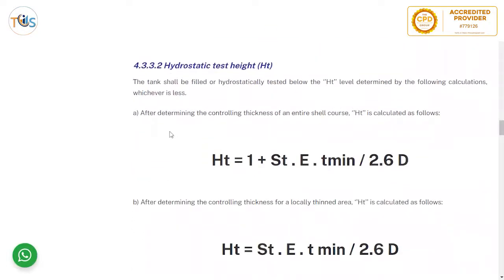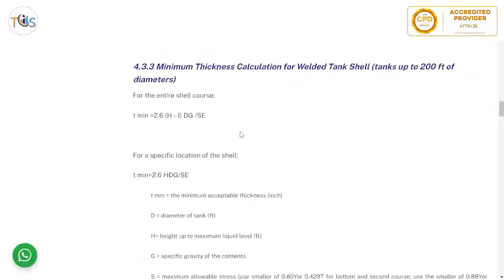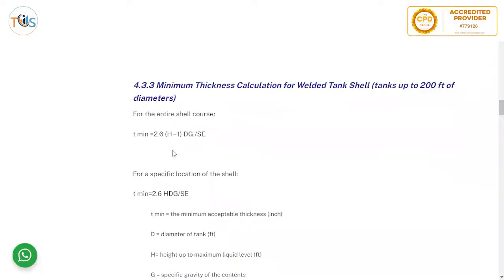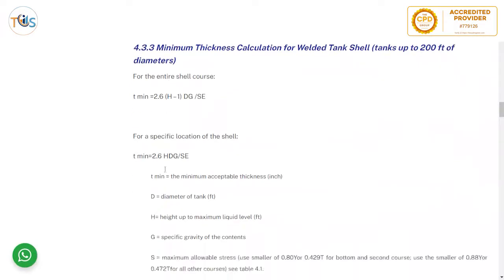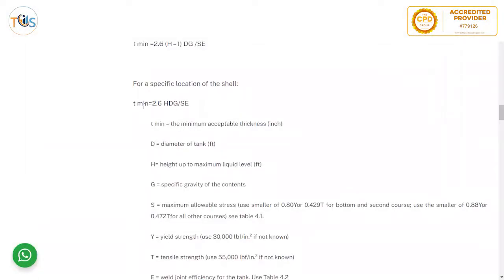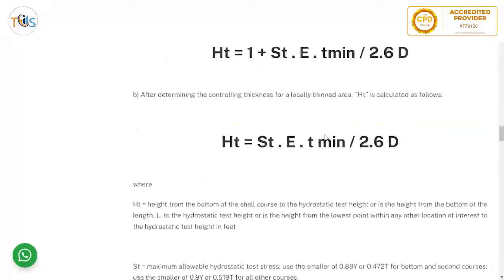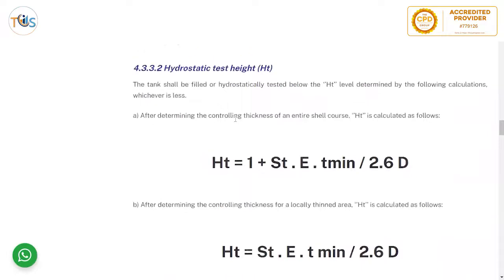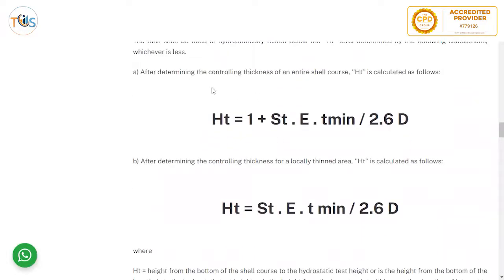And the hydrostatic test height, how do you calculate it after determining the control thickness? If they give you an exam question with two scenarios, you calculate T minimum for the entire shell course and for a specific location. The deciding factor will be the lowest T minimum that you have calculated. Then use that T minimum in this hydrostatic test height calculation, after determining the controlling thickness.